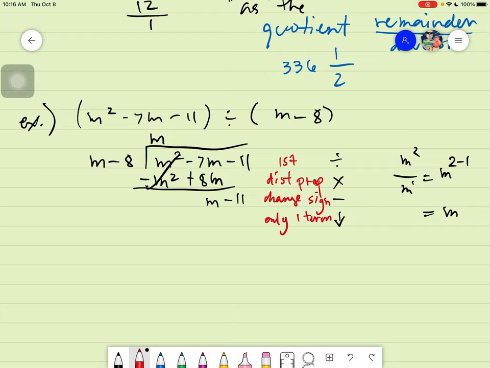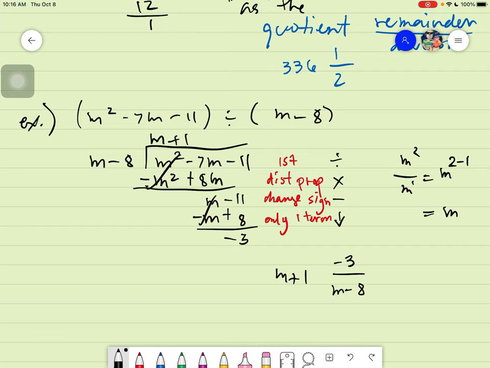Okay? So, going back, we divide again. And m divided by m is equals to positive 1 or simply 1. And 1 times m is m. 1 times negative 8 is negative 8. Subtraction means you need to change the sign. Cancel out. Negative 11 plus 8. The answer is negative 3. Same rule po natin, your answer will be in the form of the quotient plus the remainder over the divisor. So the answer here would simply be m plus 1 and negative 3 over m minus 8.